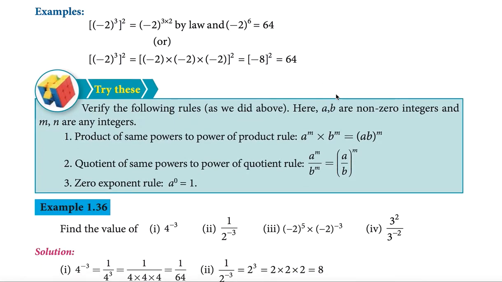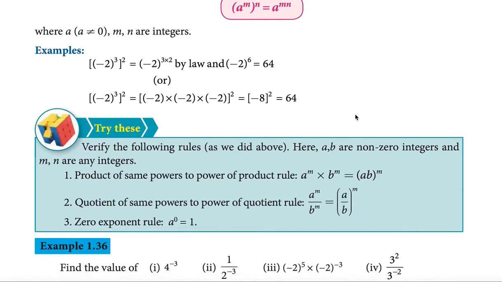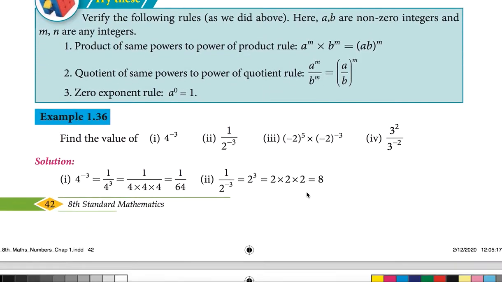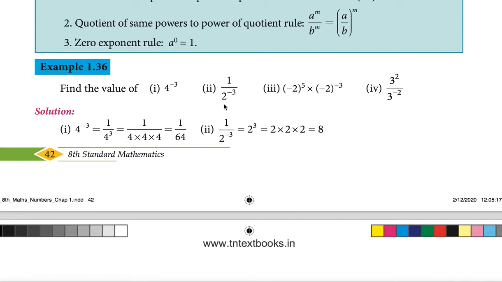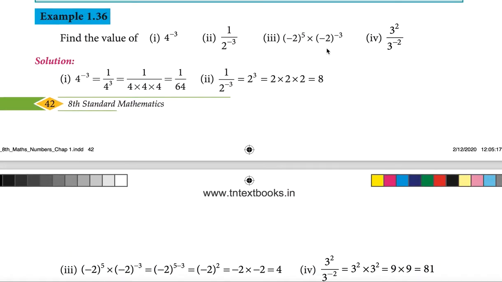Verify the following rules here. Here a, b are non-zero integers and m, n are any integers. So these we have already seen, right? 1 by 64. This is 1 by 8. No, this is 8. 2. So 1 minus 1 by 4. Third is minus 1 by 4. No, minus 2 whole power 5, minus 2 whole power minus 3. Minus 2 square 4, sorry. This is 3 power 4, 81.